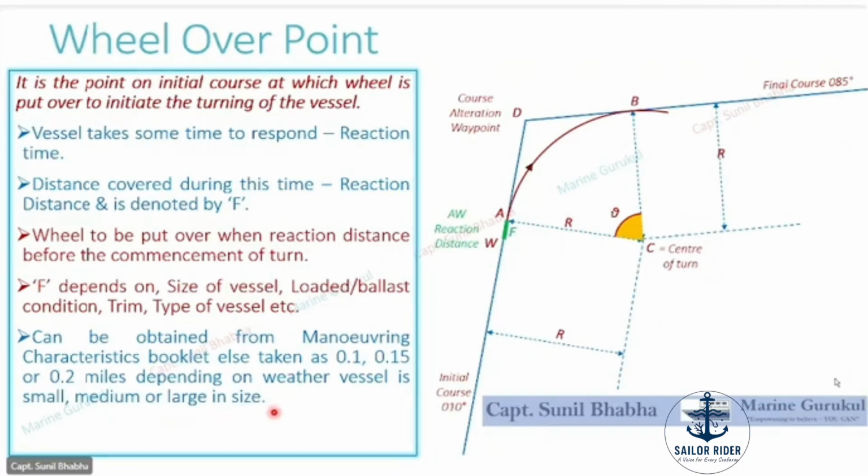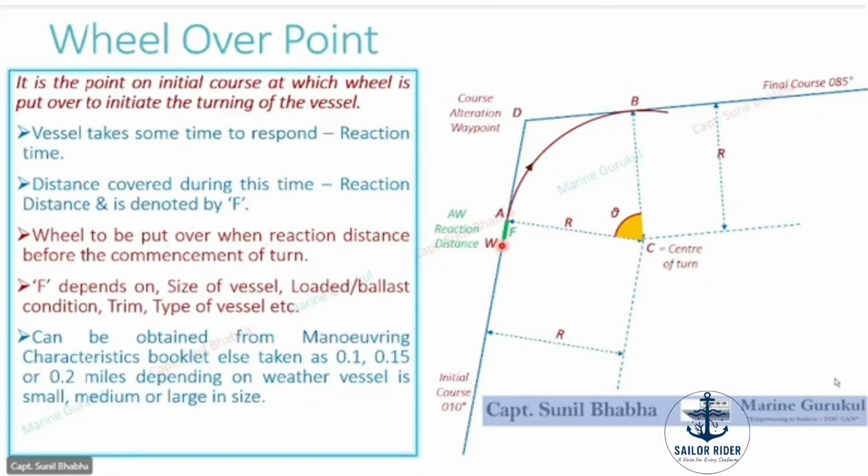Now this wheel over point is a very important reference as far as the turn planning is concerned, because this wheel over point basically tells us the exact moment where the wheel should be put over and the turning of the vessel initiated. If you apply the helm before reaching the wheel over point, the vessel will turn on an arc before the actual alteration, and it will have a cross-track error when it reaches the final course.